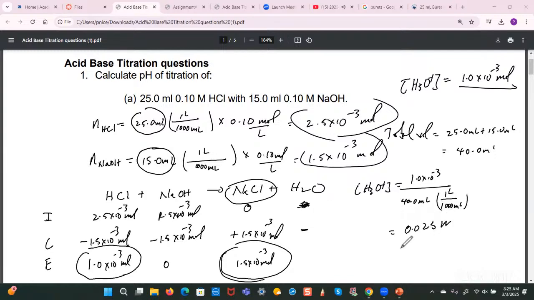And according to my calculations, this works out to be equal to 0.025 M, right? Which means that the pH of this solution at this point of the titration would be minus log of 0.025. And let's see what that gives. According to my calculation, this works out to be equal to 1.60. So that would be the pH at this point where you add 15 mL of 0.10 M sodium hydroxide to 25 mL of 0.10 M hydrochloric acid.